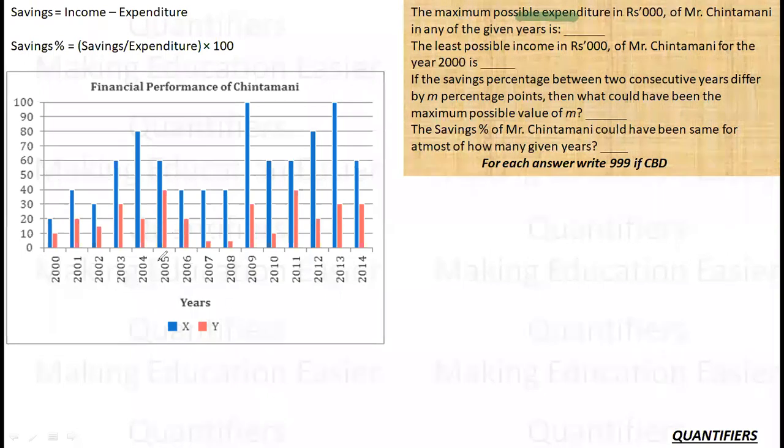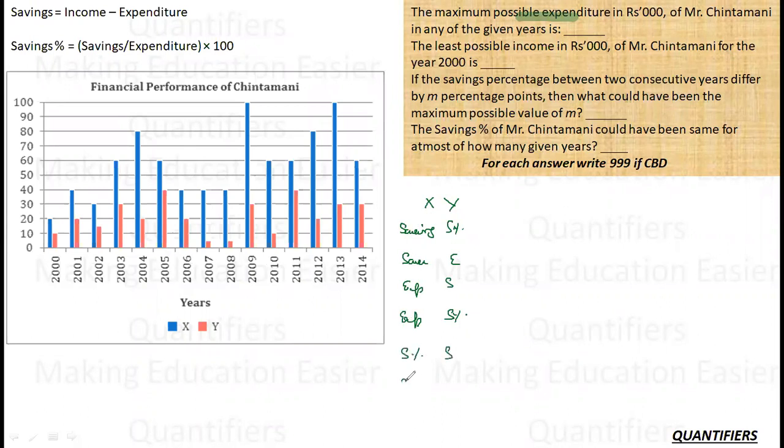So maximum possible expenditure. There are three possibilities for X and Y, and what are they? It can be saving, then saving percentage, or saving and expenditure, or expenditure, then saving. If this is expenditure, this is saving percentage. Similarly, if this is saving percentage, this can be saving, and this is saving percentage, this is expenditure. These are the six possibilities X and Y can take.